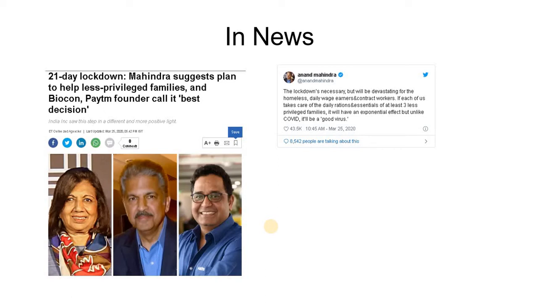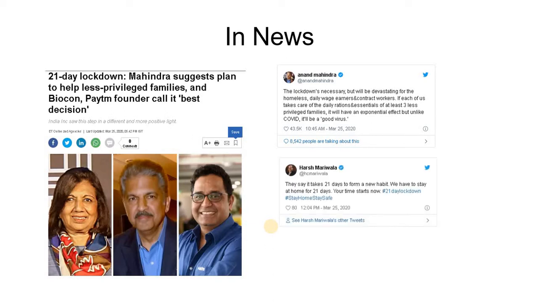Now, let's see this. Anand Mahindra says the lockdown is necessary, but will be devastating for the homeless, daily wage earners, and contract workers. For each of us, take care of daily ration and essentials of at least three less privileged families. It will have an exponential effect, but unlike COVID, it will be a good virus. Yeah, that's true. He is more into a philanthropic mode. He wants us to be more charitable, helping.